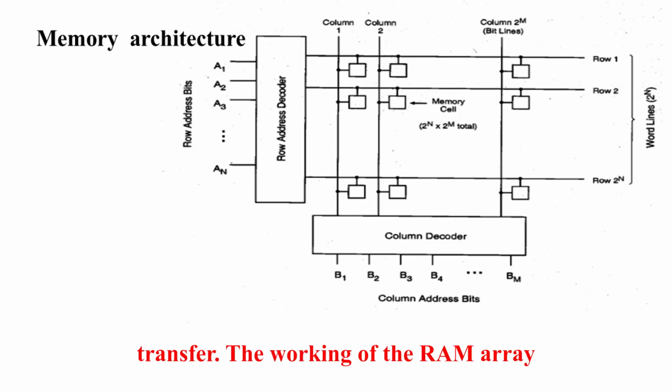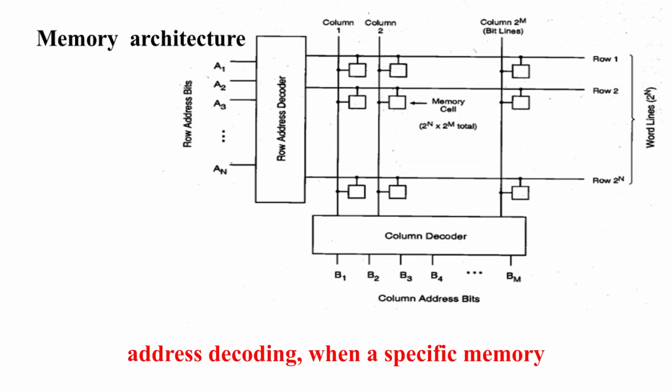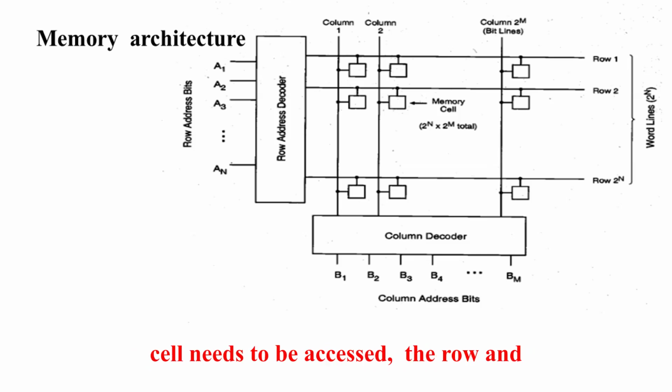The working of the RAM array can be understood by considering the address decoding, cell access for read operation, and for write operation. In the address decoding, when a specific memory cell needs to be accessed, the row and column address are sent to the row and column decoders. The row decoder takes the n-bit row address and activates the corresponding word line, and simultaneously, the column decoder takes the m-bit column address and selects the appropriate bit line.